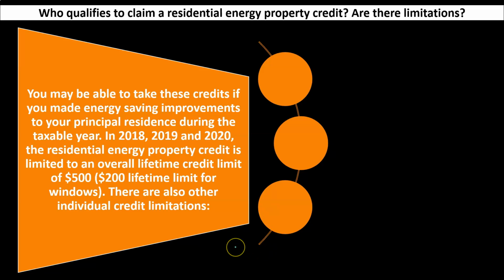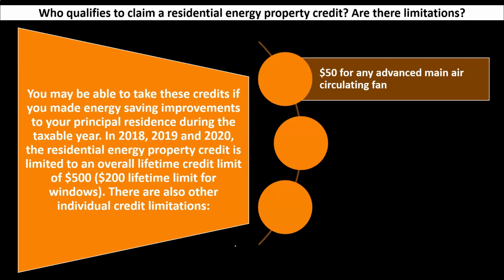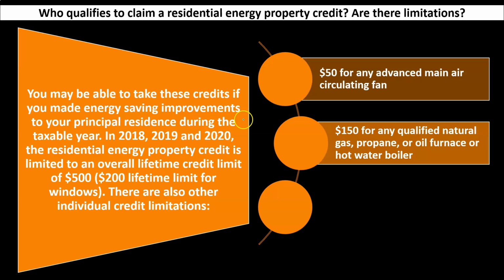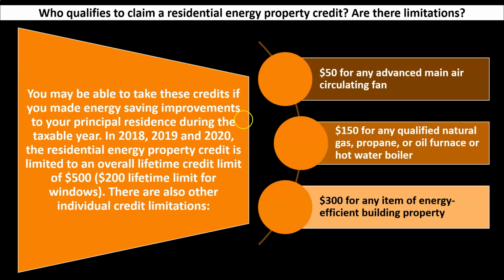So that's a specific rule for windows at the $200, and there are also other individual credit limitations. We have $50 for any advanced main air circulating fan, $150 for any qualified natural gas, propane, or oil furnace or hot water boiler, $300 for any item of energy efficient building property. So these different caps and different limits and dollar amounts can be a little bit confusing, because once again they've been updating and adjusting these laws as they go.